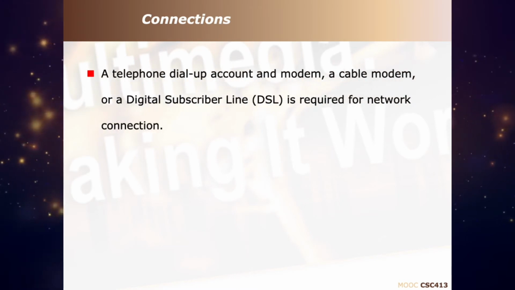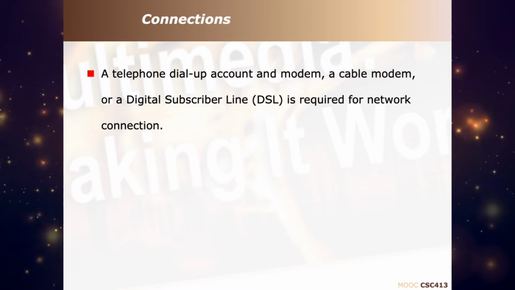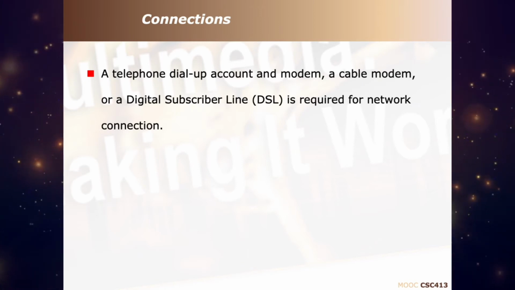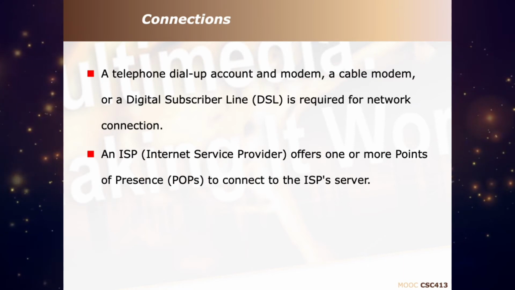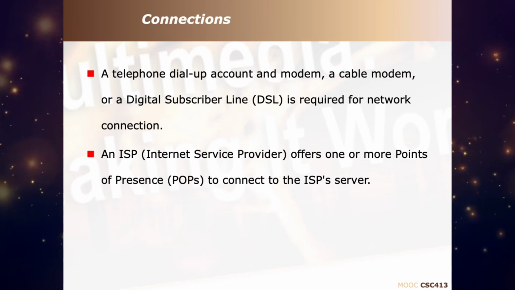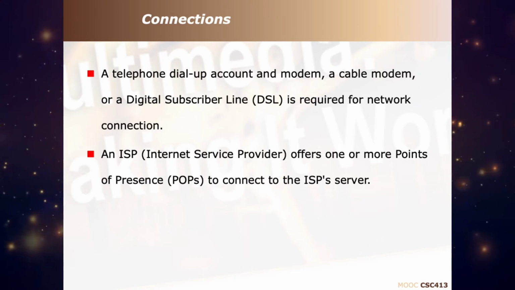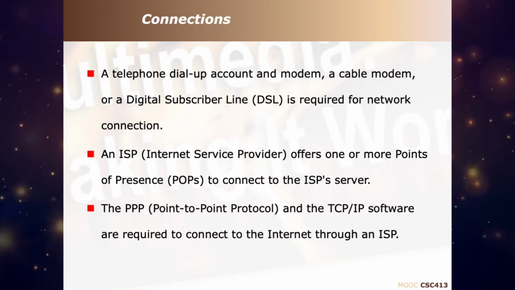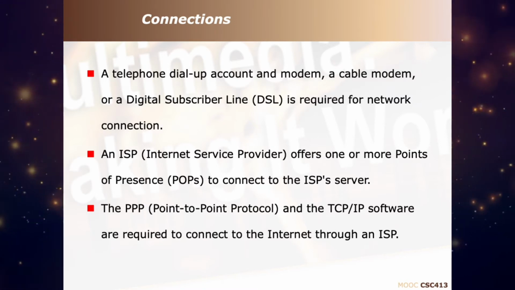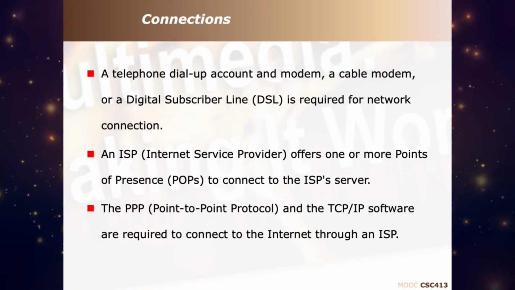Connections. A telephone dial-up account and modem, a cable modem, or a digital subscriber line, DSL, is required for network connection. An ISP, Internet Service Provider, offers one or more points of presence, POP, to connect to the ISP's server. The PPP, point-to-point protocol, and the TCP/IP software are required to connect to the internet through an ISP.